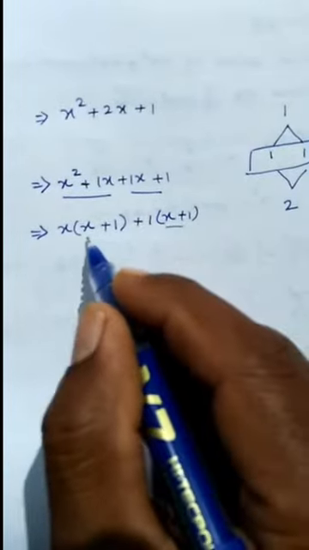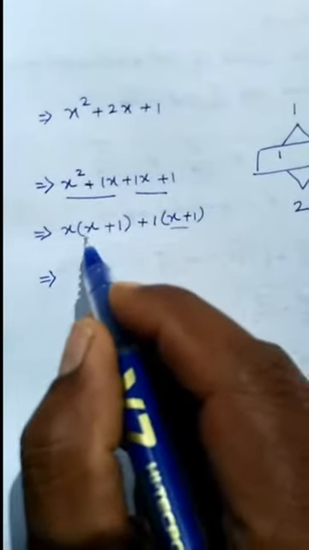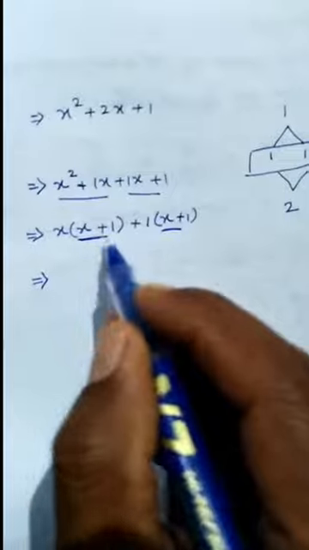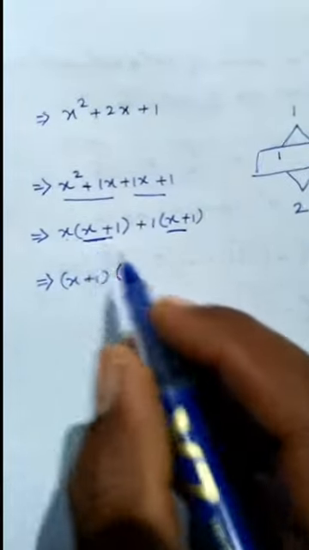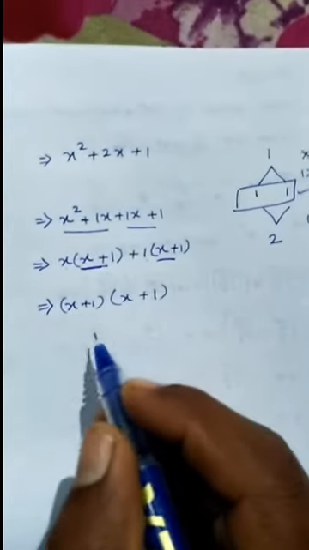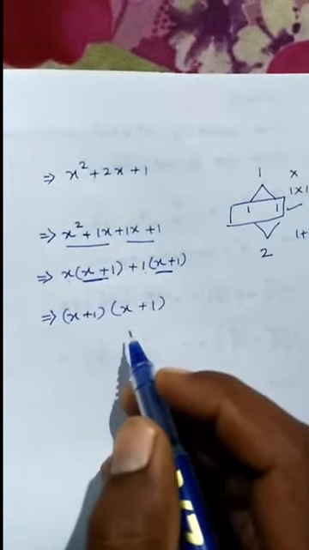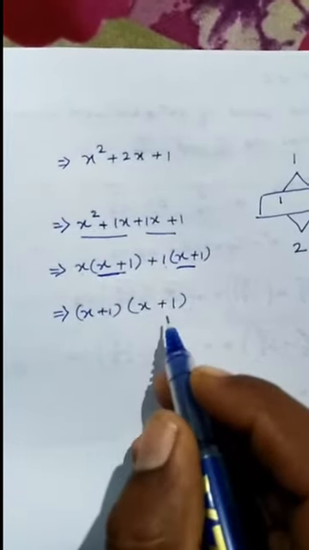So the first bracket and second bracket should always come the same. Now take x plus 1 as a common outside. If you take x plus 1 common outside, here remaining x, and in this remaining 1. So here we are getting both factors the same. Sometimes we get two same factors also. Now these are the factors.